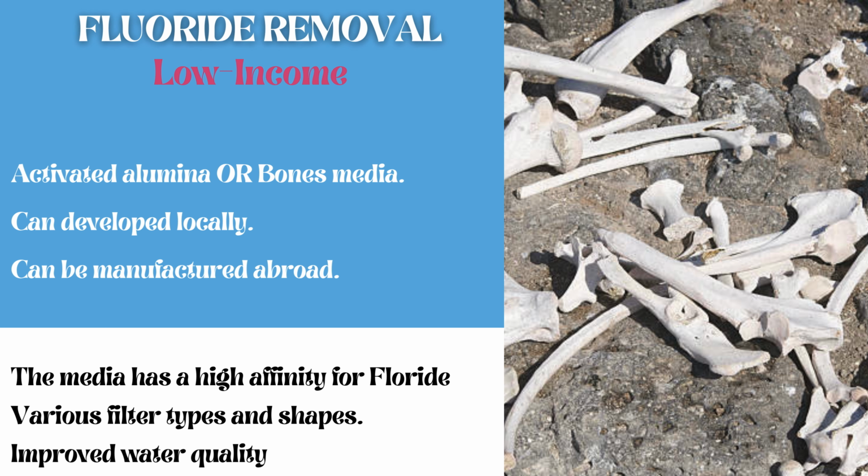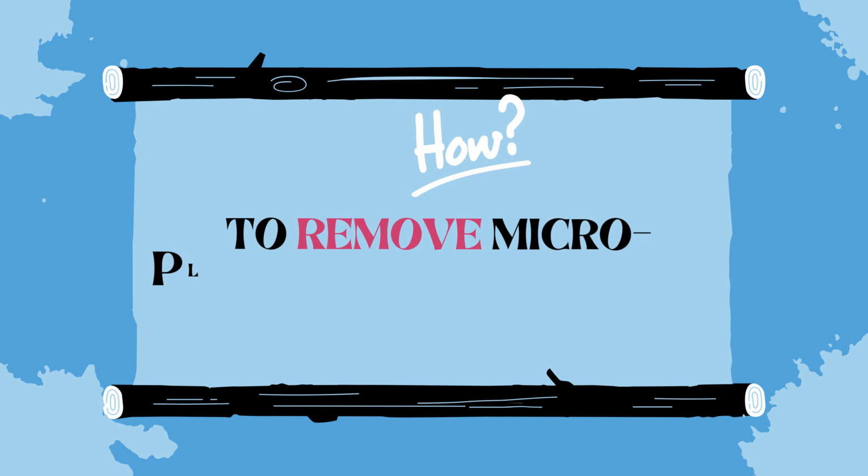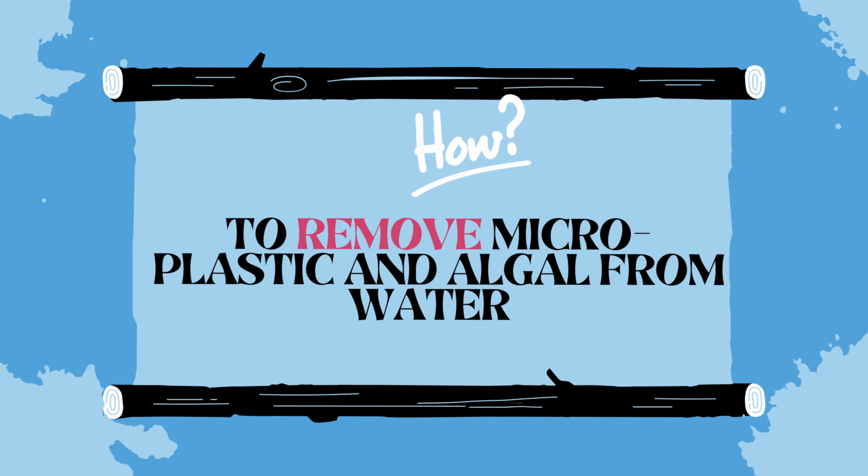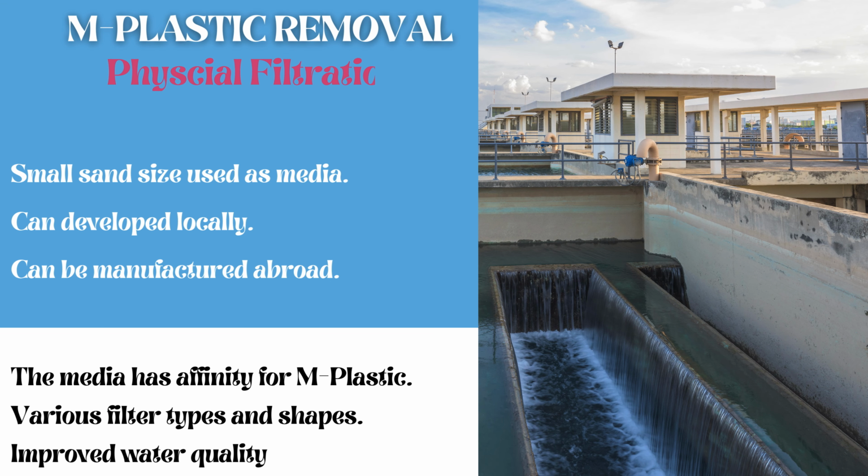Another method to remove fluoride, rather than the activated alumina filter, for small-scale communities relies on filters made from animal bones, commonly used in African countries. But what about the removal of microplastic and algae from water? Luckily, sand filtration or physical filtration proves sufficient and efficient in removing algae and microplastic, so it's a cheaper option than advanced treatment options. That's the end for today, and see you next time.